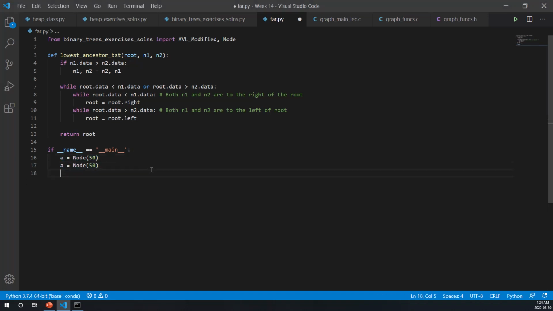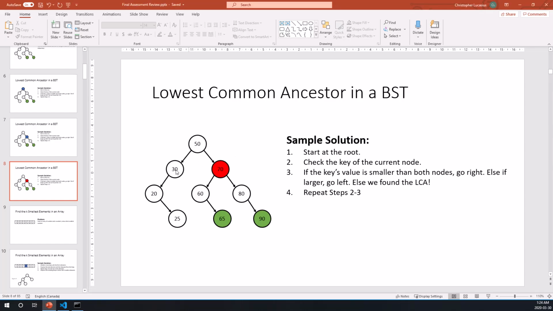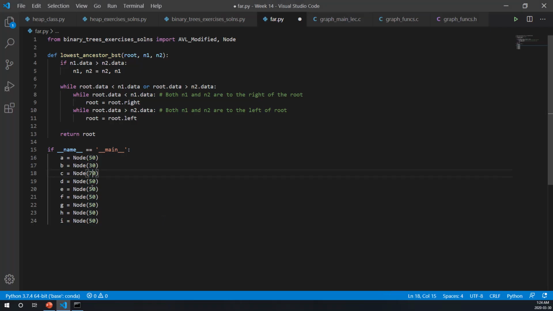Let's just copy all this. B, C, D, E, F, G, H. I think that should be enough. So set another one, I. Let's put in the values. I put 30, 70, 20, 60, and I had 80, 25, 65, and 90. Okay.